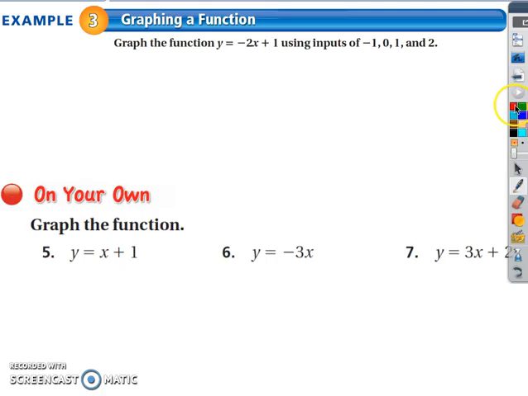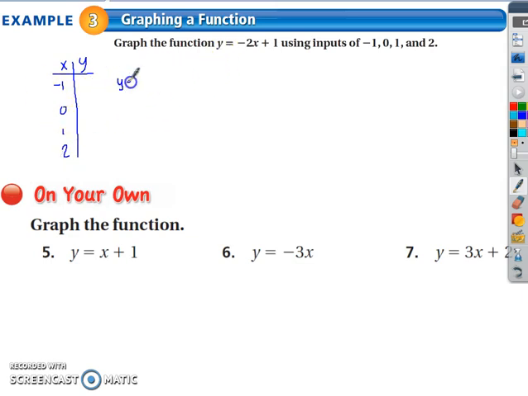We're going to graph the function now using the inputs that are given. So we're only going to input these values, -1, 0, 1, and 2 for x, figure out which y values we get, and then sketch our graph from there. You might remember doing something like this from a simple t-chart. I can input -1, 0, 1, and 2, and then determine the y values from there.